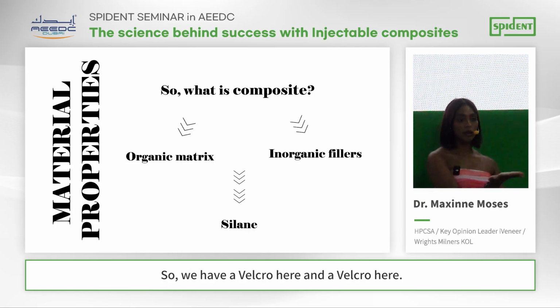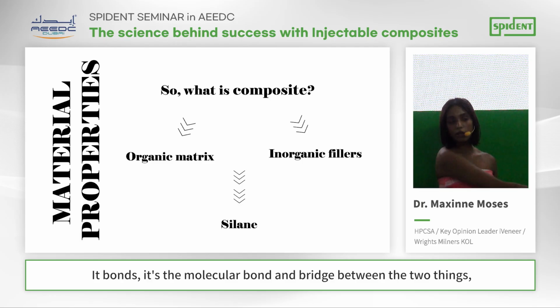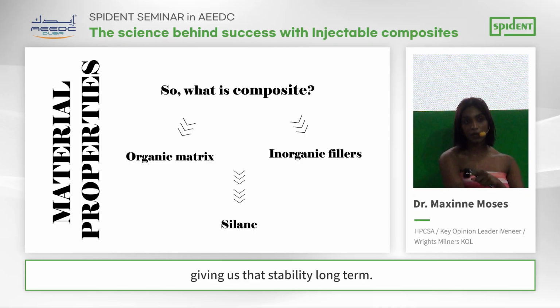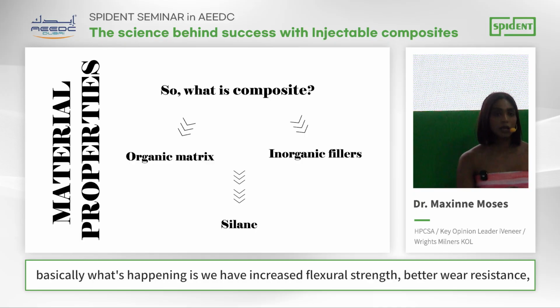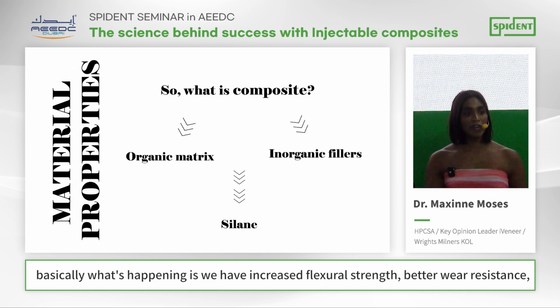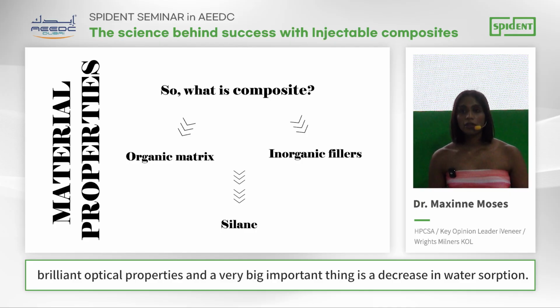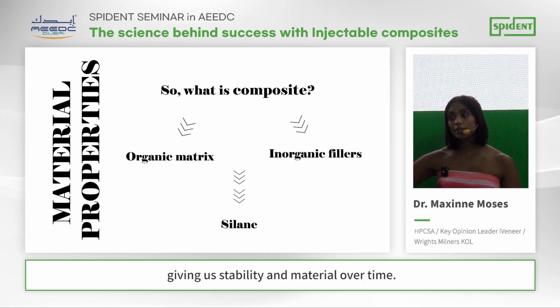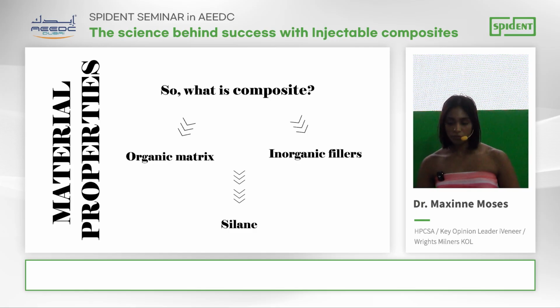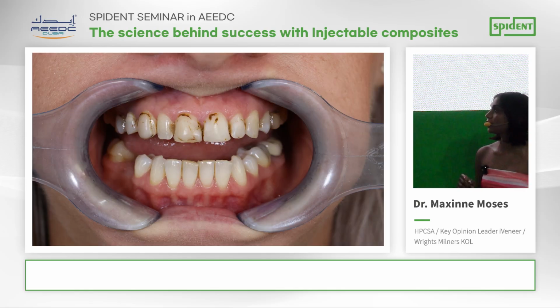If we have a Velcro here and a Velcro here, it bonds, it's the molecular bond and bridge between the two things, giving us that stability long term. So when we have effective silanization, basically what's happening is we have increased flexural strength, better wear resistance, brilliant optical properties, and a very big important thing is a decrease in water sorption. So that means that it goes in and it binds to the resin matrix, giving us stability in material over time. Please, if you have a question, just stop me as I'm going.